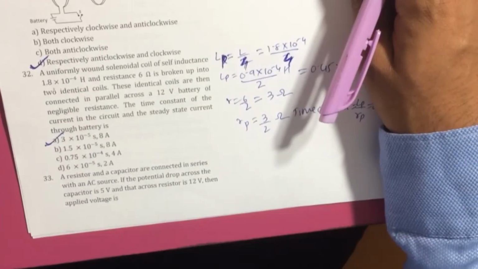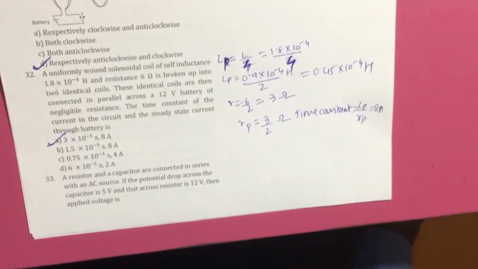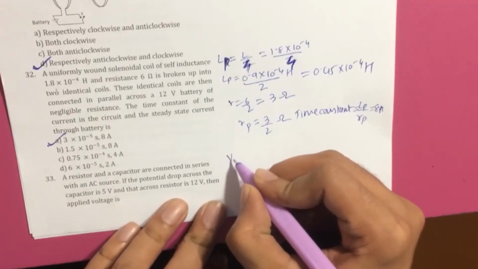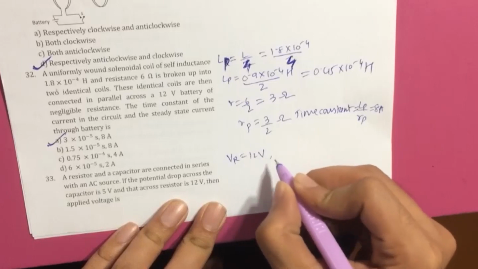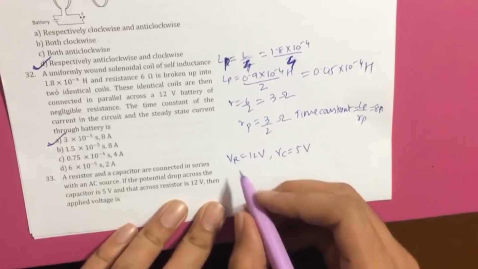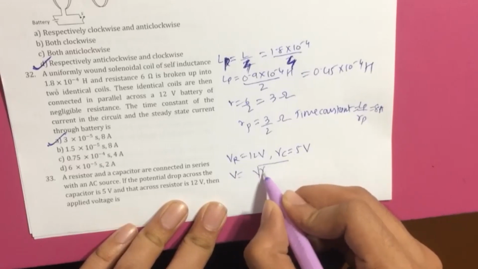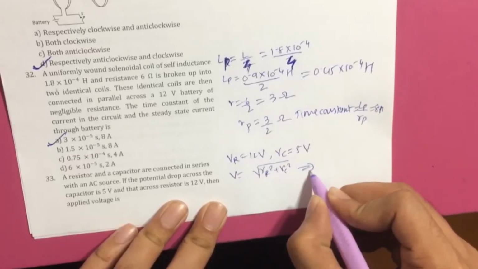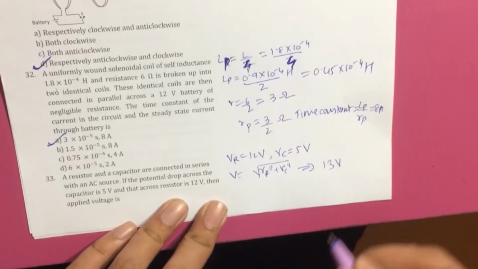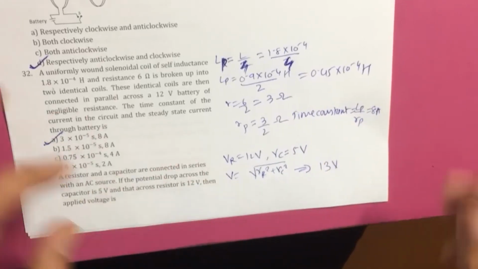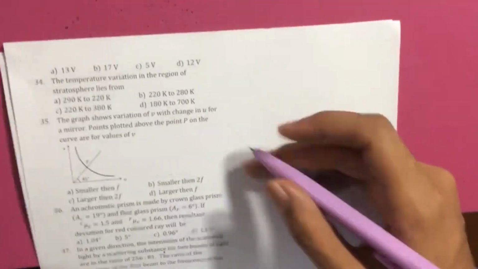Question 33. A resistor and a capacitor are connected in series with an AC source. If the potential drop across the capacitor is 5 volt and that across the resistor is 12 volt, then the applied voltage is. Now the resistor and capacitor connected in series, VR is 12 volt, VC is 5 volt. So your V would be equal to root of VR squared plus VC squared, which on solving you will get the answer as 13 volt. So your V would be equal to 13 volt. So your correct answer would be option A, 13 volt.